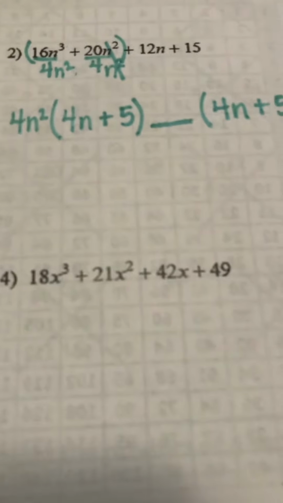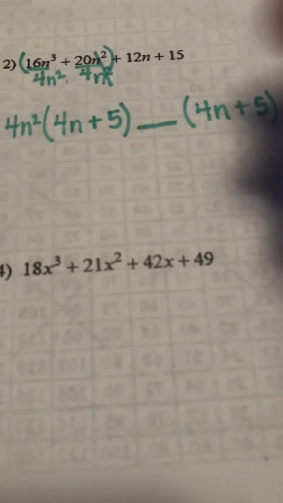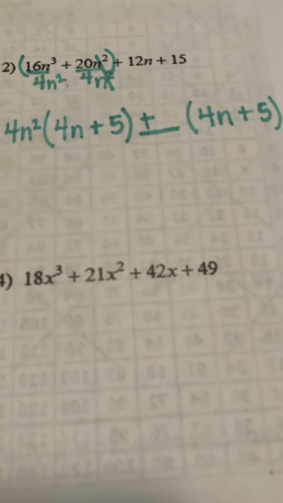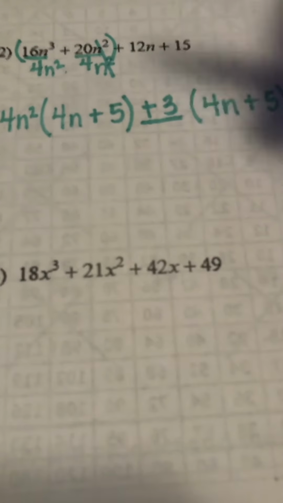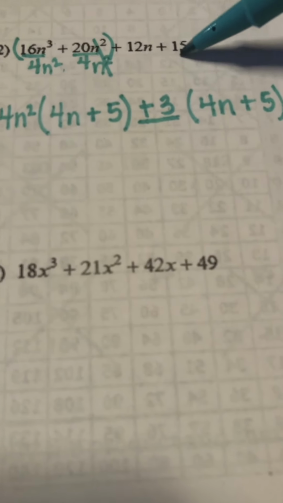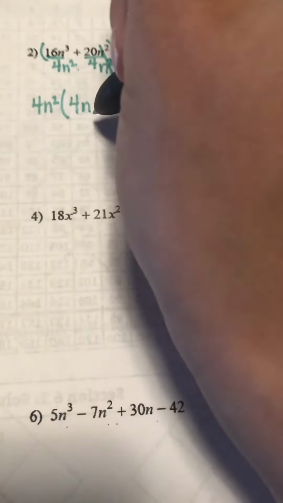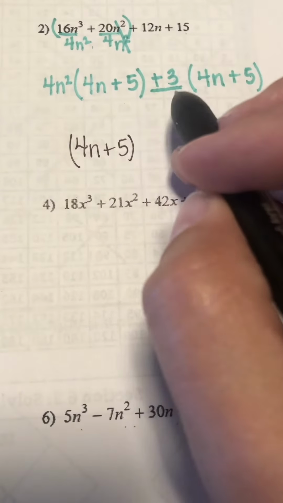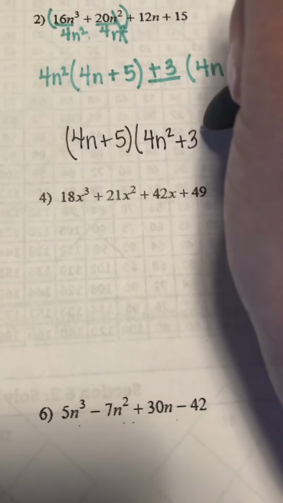So now I need to ask myself, what times 4n would give me 12n? Well, that's a positive number, because positive times a positive will give me a positive. Well, positive 3 times 4n will give me 12n. And again, if you notice, 3 times 5 would give me 15. So now that I have those two things, I'm going to copy down one of the things in the parentheses. So this 4n plus 5 that was in both of these is part of my answer. The other part of my answer is the two things on the outside. So 4n squared plus 3.